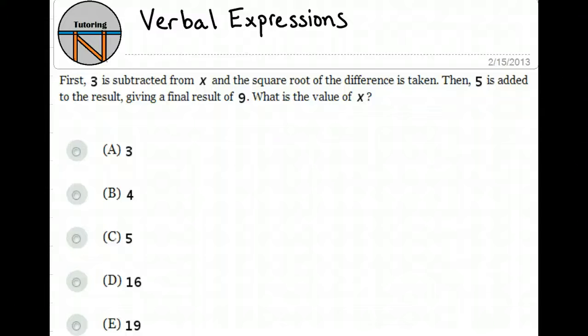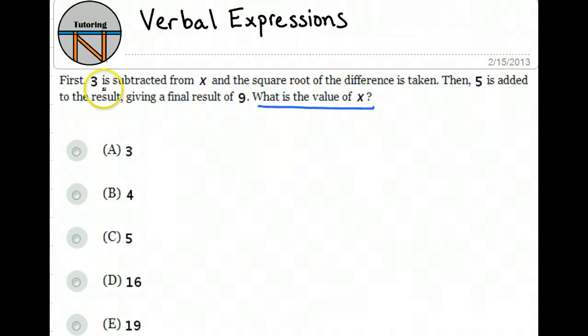Today we will be looking at the College Board's question of the day for February 15th. The question reads, first, 3 is subtracted from x and the square root of the difference is taken. Then, 5 is added to the result, giving a final result of 9. What is the value of x? I'm going to look at two approaches today.